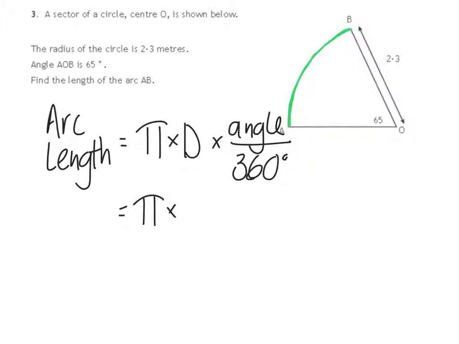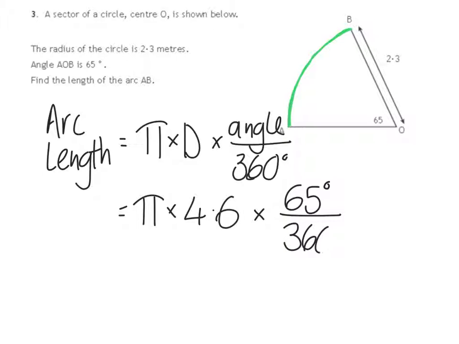Now what we have is the radius, which is 2.3 metres. So our diameter will be double the radius, which means our diameter is 4.6, and that's multiplied by the angle at the centre, 65 degrees, divided by 360 degrees. So we can now put this into a calculator to find the length of the green line, the arc, which is in fact 2.61, and that's metres. That's correct to 3 significant figures. That's the arc length. That's our final answer.